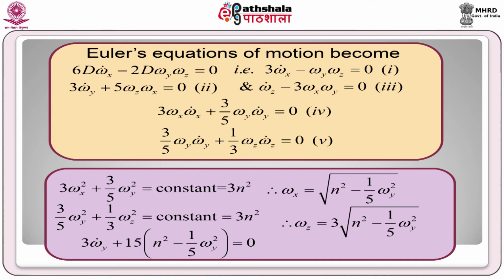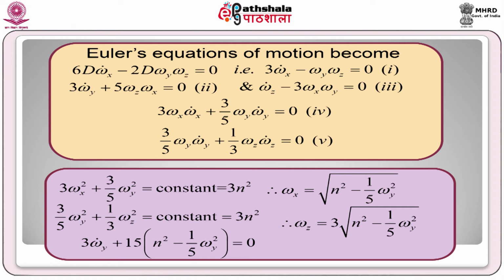Integrating equation 4 and using the initial condition, we get 3 into omega x square plus 3 divided by 5 into omega y square, which is constant. We get the value of the constant as 3n square using the initial condition. Please note it. From this, one can obtain omega x in this way, just after transferring this term to the right hand side and taking the square root and dividing by 3, we get this result.